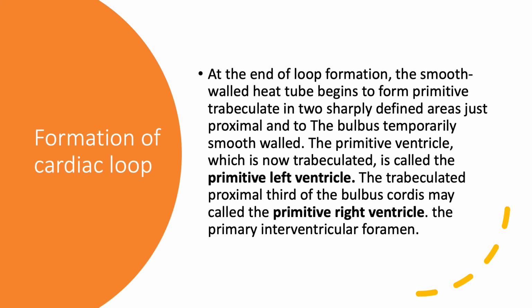So the end result is two defined areas located proximal to the bulbus, which has a smooth wall. First is the primitive ventricle, which leads to the formation of the primitive left ventricle. The second is the right ventricle, which is also primitive and formed from the trabeculated proximal third of the bulbus cordis. The last is the primary interventricular foramen.